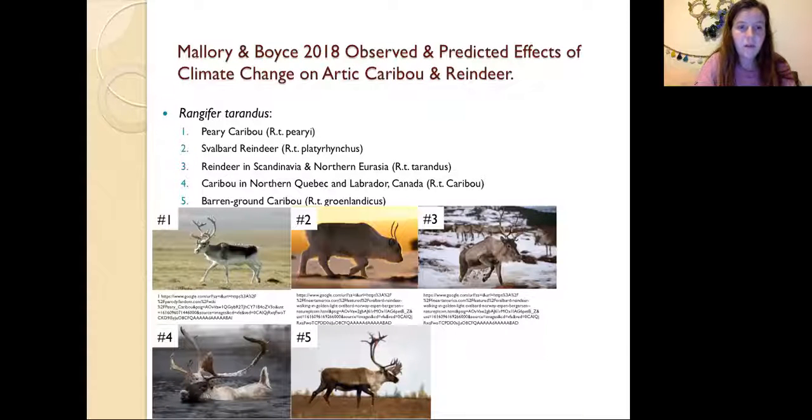So let's talk about the paper section that we focused on. We looked at the observed and predicted effects of climate change on Arctic caribou and reindeer, and we looked at 5 different subspecies of Rangifer tarandus. That would be the Peary caribou, the Svalbard reindeer, the reindeer of Scandinavia and northern Eurasia, the caribou of northern Quebec and Labrador, Canada, and then the barren ground caribou.